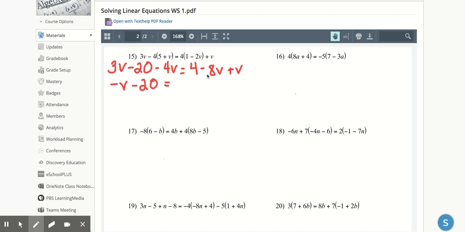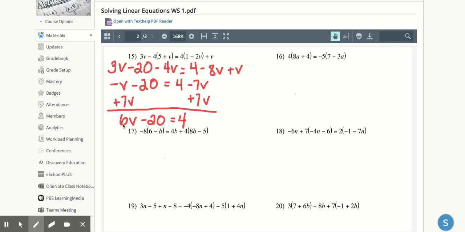On the right-hand side, I have a negative 8v and a v. So that's going to be a 4 minus 7v. Like I said in the last problem, I do like to keep the variable term positive if I can. So I'm going to add 7v to both sides. This isn't your only option, but it's going to give me a positive variable term on the left. I'll have a positive 6v minus 20 equals 4 on the right.